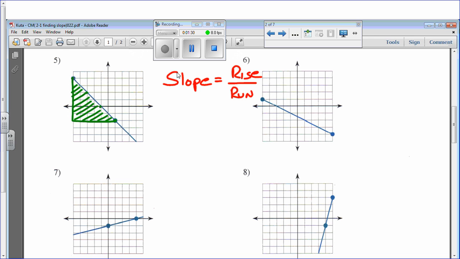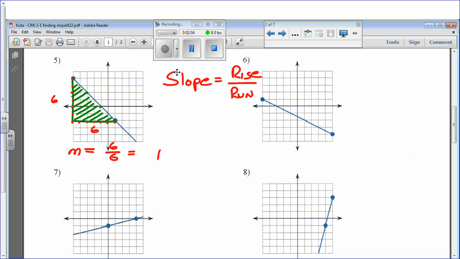Remember, rise is the change in vertical elevation. If I start here, I've got 1 unit, 2 units, 3 units, 4 units, 5 units, 6 units. The run is the horizontal change or the horizontal distance. If I start here, I've done 1, 2, 3, 4, 5, 6 units. So my slope, and we use M as the notation for slope instead of writing out the word, is nothing more than 6 over 6, which reduces down to 1.